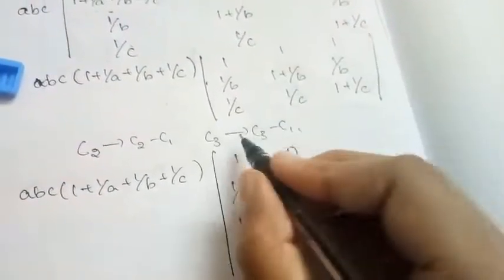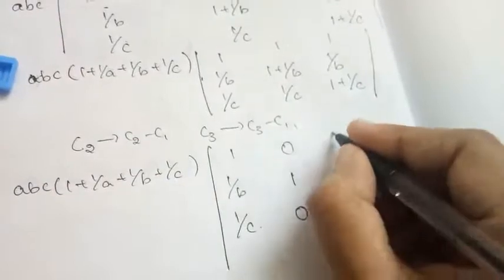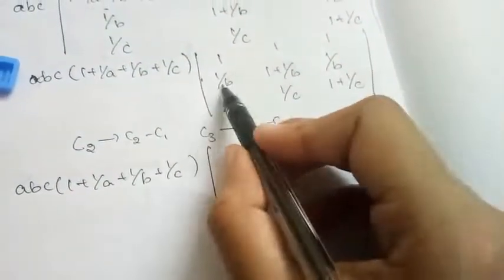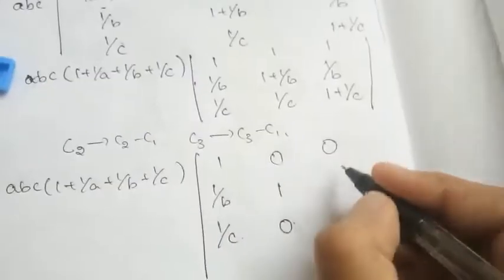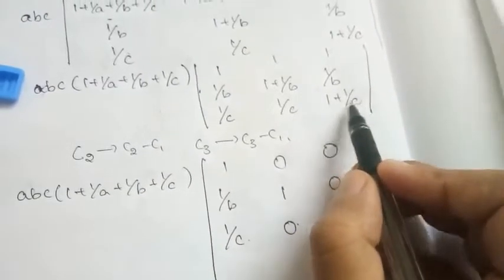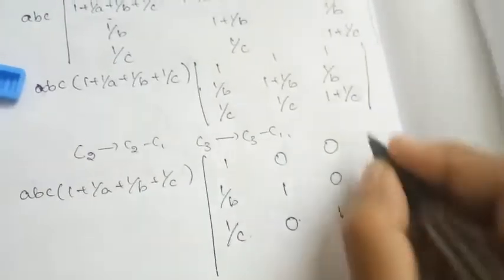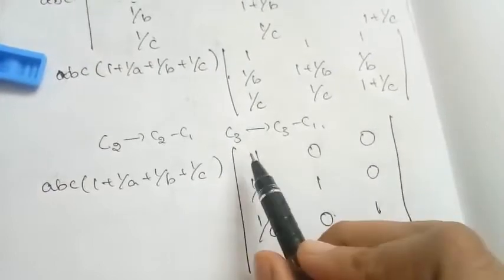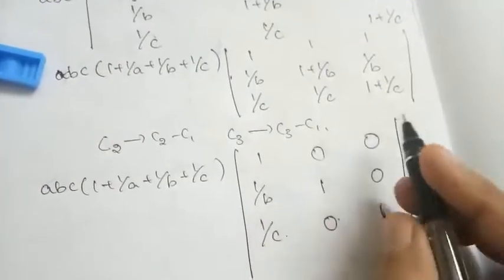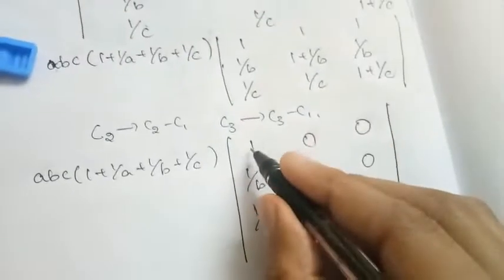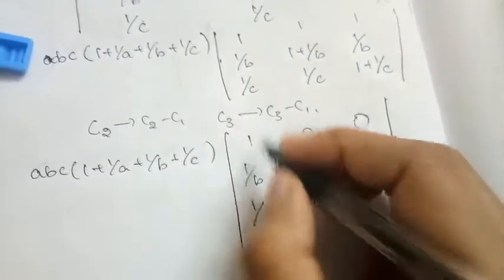Now C3 minus C1: 1 minus 1 is 0. 1 by B minus 1 by B, again it is 0, and 1 plus 1 by C minus 1 by C is 1, the 1 by C cancels. So now I got this determinant. See here, R1 is having 2 zeros, C3 is having 2 zeros. You can expand in any one of the ways. I am expanding it along row 1.